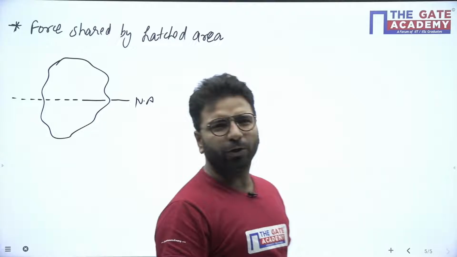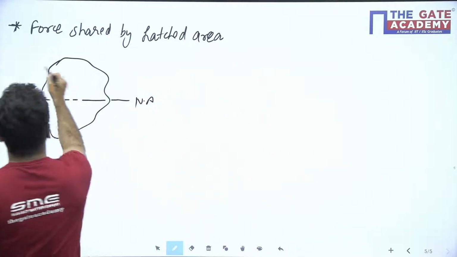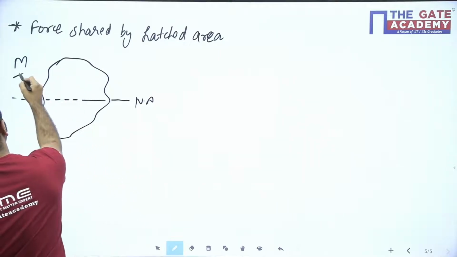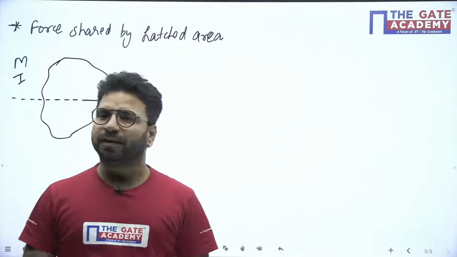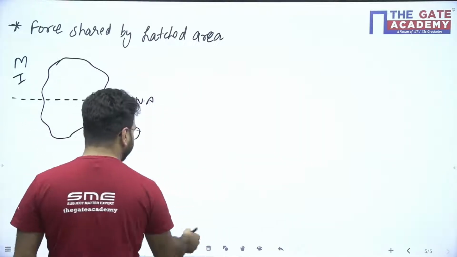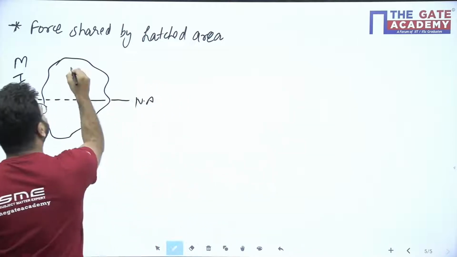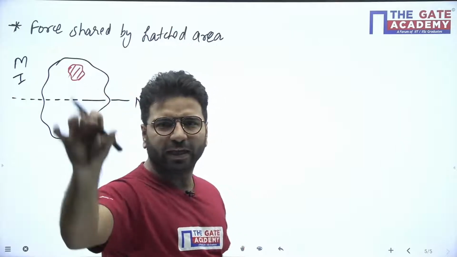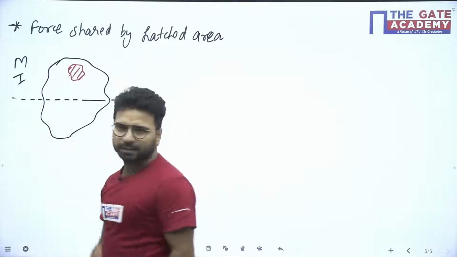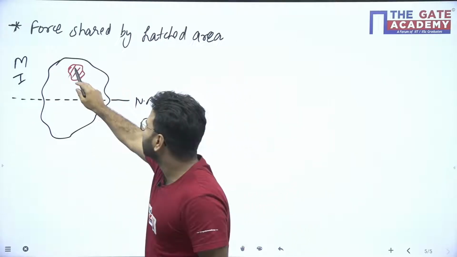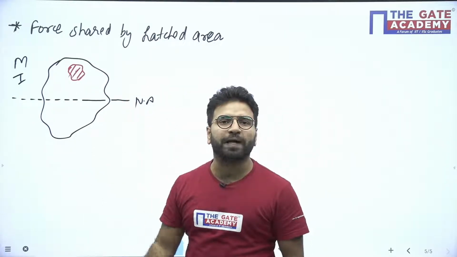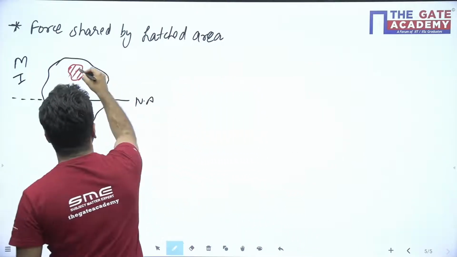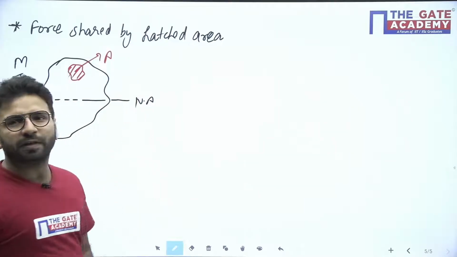Let us suppose this section is subjected to bending moment M, and I is the moment of inertia. So the question is asking you, let us suppose some area is hatched from here. This area has been cut. The particular area is there, a small area, and the question is asking how much force is shared by this hatched area. So how will you do it? Let us suppose the area of this one is A.